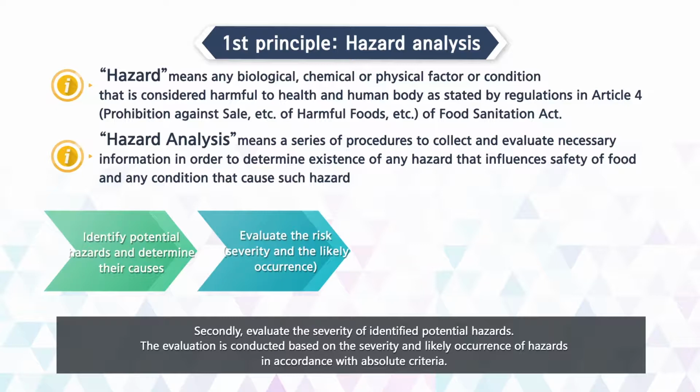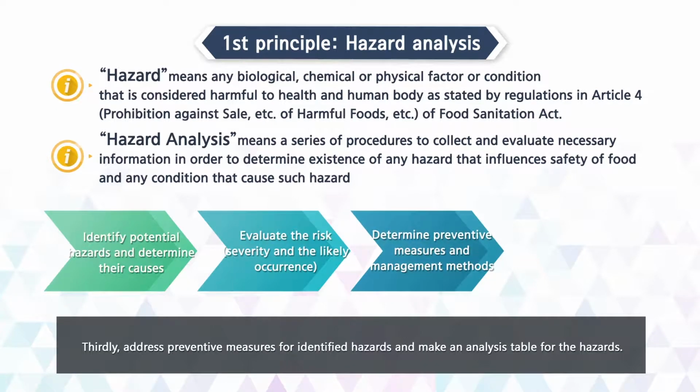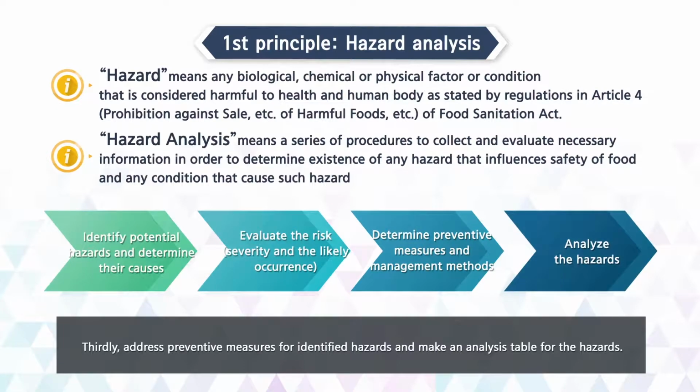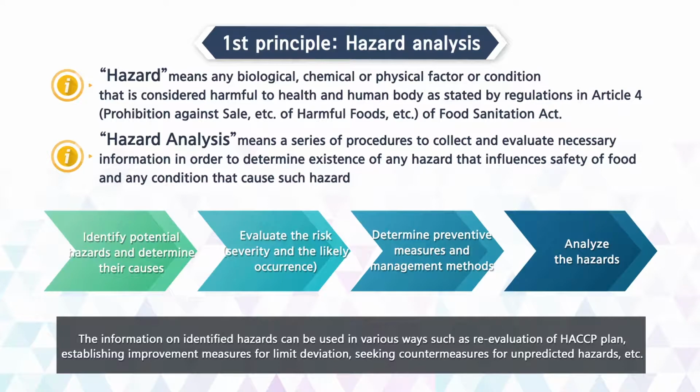The evaluation is conducted based on the severity and likely occurrence of hazards in accordance with absolute criteria. Thirdly, address preventative measures for identified hazards and make an analysis table for the hazards. The information on identified hazards can be used in various ways, such as reevaluation of HACCP plan, establishing improvement measures for limit deviation, seeking countermeasures for unpredicted hazards, etc.